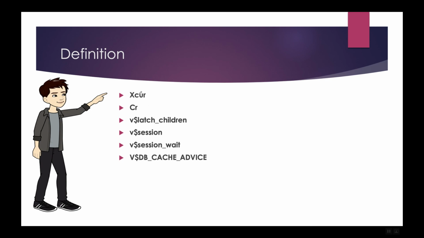Okay, so XCUR is the exclusive status of the block. What it means is that some process has taken an XCUR or exclusive lock of the buffer in order to modify it. CR is consistent read, so the buffer is in a consistent read mode for reading purposes.